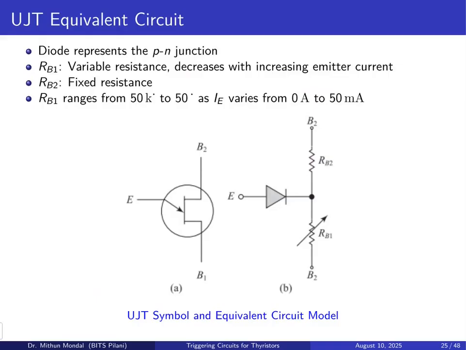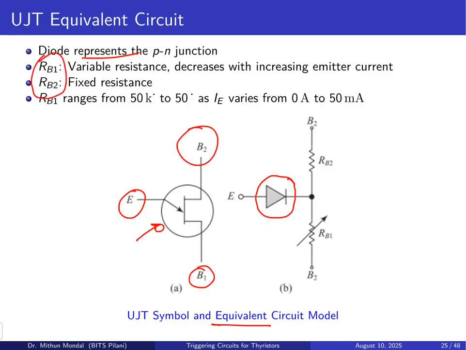If you see the equivalent circuit of the UJT, the diode represents the PN junction of the UJT. So this is the symbol of the UJT having the emitter and the two bases B1 and B2. Of the resistors, RB1 is a variable resistance which will decrease with increasing emitter current, and RB2 is a fixed resistor. RB1 ranges up to about 50 kilo ohms, and the emitter current will vary from 0 ampere to 50 milliampere.